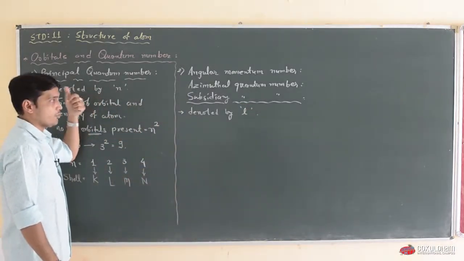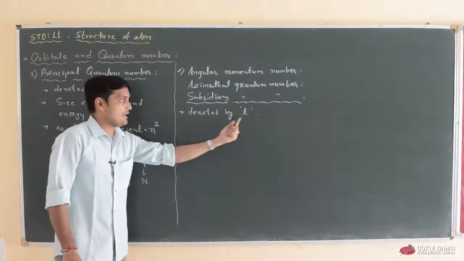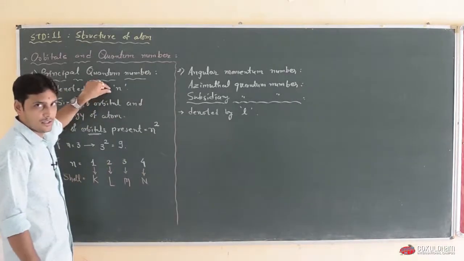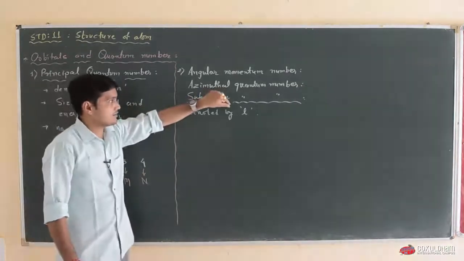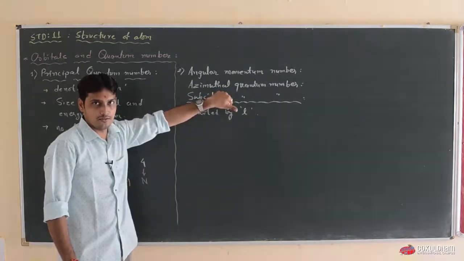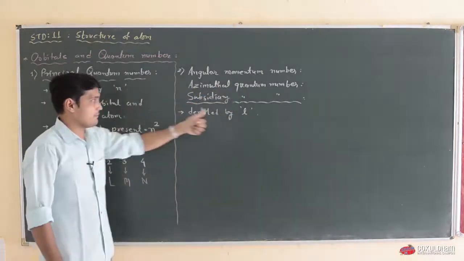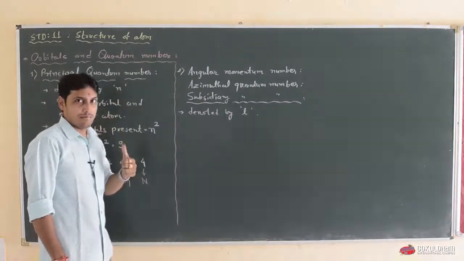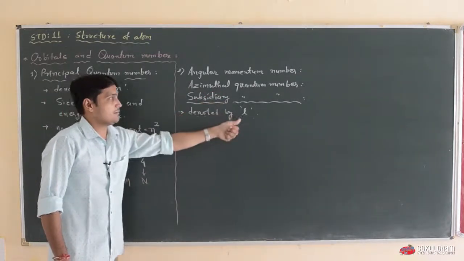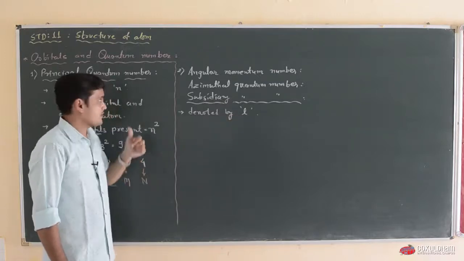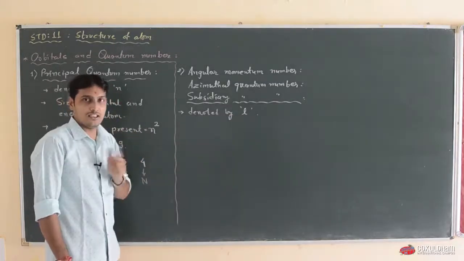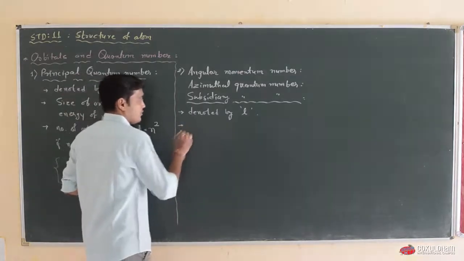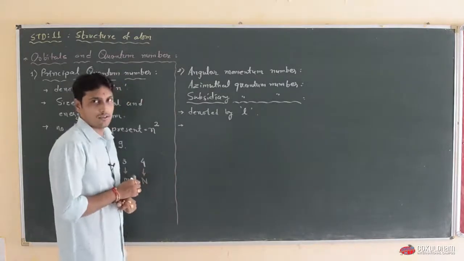The principal quantum number is always greater than the value of l. We can say that principal means father and subsidiary means son or daughter. A son can never be greater than the father. Similarly, the principal quantum number is the father and the angular momentum quantum number is the son. So the value of n is always greater than the value of l. What is the role of the angular momentum quantum number?